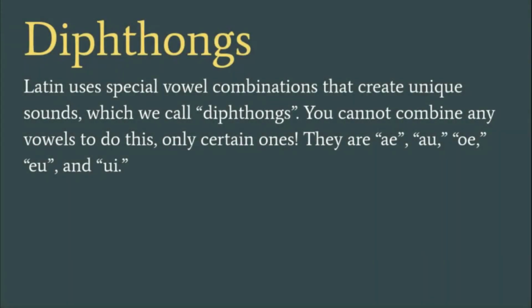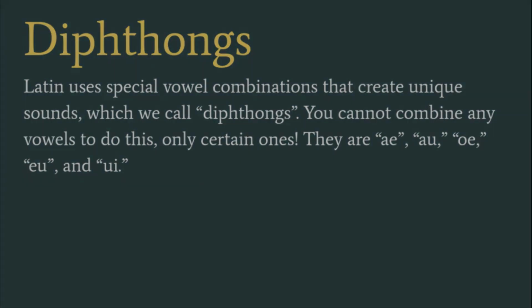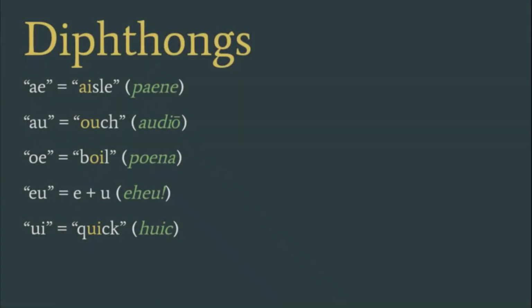So the other thing you really need to talk about when you're discussing Latin pronunciation are diphthongs, right? So these are special vowel combinations that create unique sounds. You can't do this with just any combination of vowels. There's only certain ones that do this. But the ones that we have in Latin are AE, AU, OE, EU, and UI. So what do they look like and sound like?